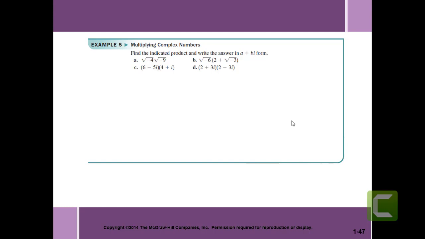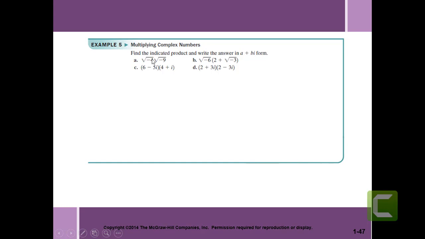Now here we're going to multiply complex numbers. So here we're going to multiply each one of these. So we'll start with A. And now here's the thing. What we're going to do is we're going to use the root principle backwards. So remember when I said that you could take a radical and put them together? Okay, you could do that here. Okay, but we're going to do something a little bit differently. Okay, so notice that this is a -4 and this is -9. So what we're going to do is we're going to put I in here.